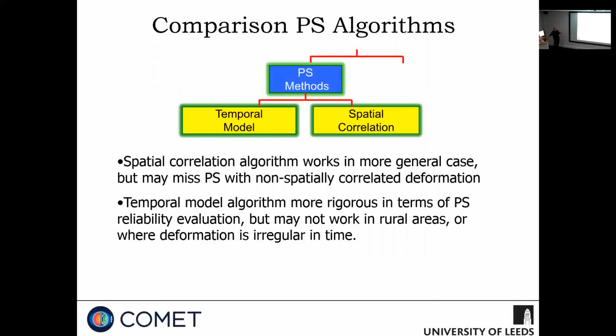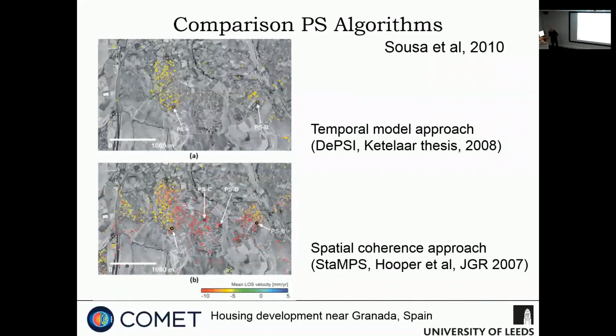Just briefly, differences between these different approaches as well. I guess the spatial correlation approach just works more generally, but if you really want to be rigorous about it, the temporal model should give you some results. But here's a comparison carried out by someone else using one of these temporal correlation approaches and the approach using spatial correlation with some region in Spain. And you can see in this case there were more points picked for this particular region. And that's because these points are behaving very rapidly.